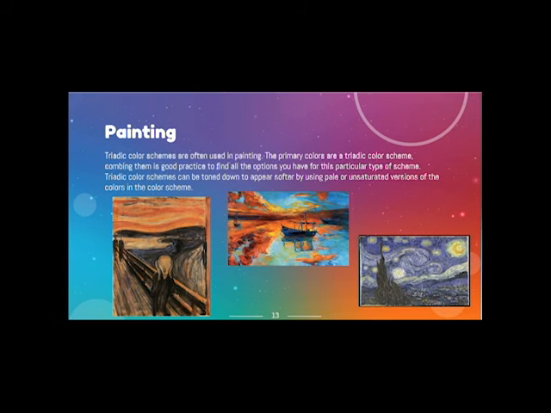Triadic color schemes are often used in painting, similar to how it's used in photography. The primary colors are a triadic color scheme. Combining them is good practice to find all options you have for this particular type of scheme.